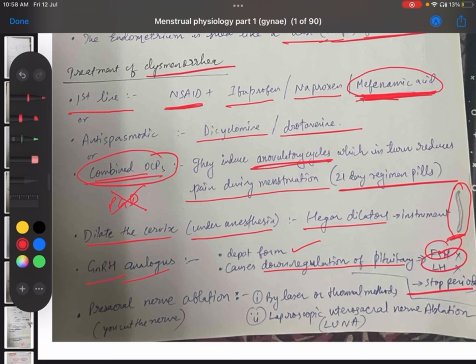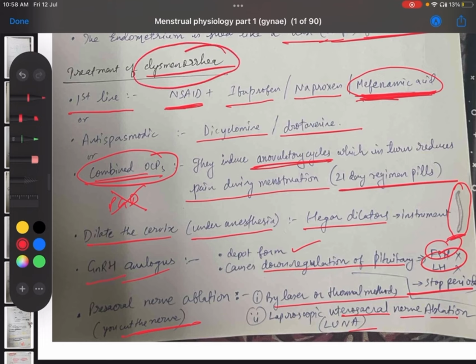So periods are stopped. Presacral nerve ablation: basically, you cut the nerve which carries the impulses of the pain. So you basically cut the nerve. Laparoscopic uterosacral nerve ablation, which is called LUNA, can be done by laser or thermal methods. Okay, so these are the treatments of dysmenorrhea.